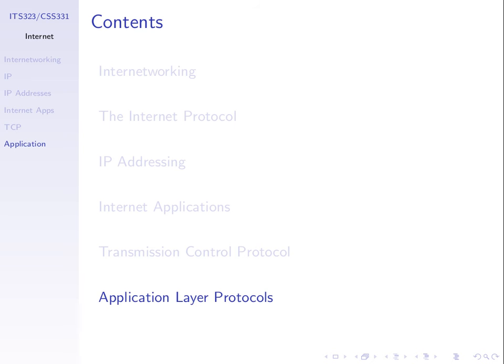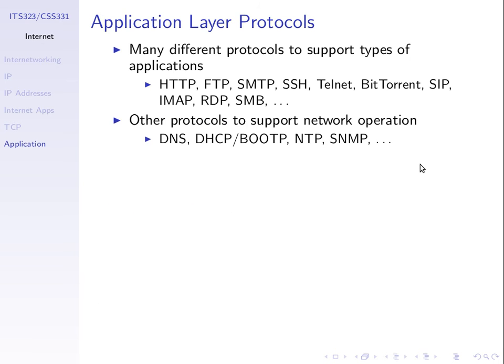We're almost there. If we think of our layered stack, at the bottom is the physical layer, data link layer, network layer in the middle, which is IP, transport layer, TCP, UDP, and at the top, application layer. And application layer has protocols that support the many types of applications we want to use across the internet. And here I just list some. There are maybe hundreds of different protocols, maybe even thousands of application layer protocols.